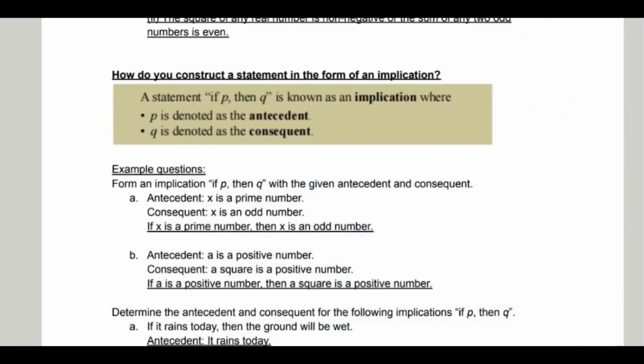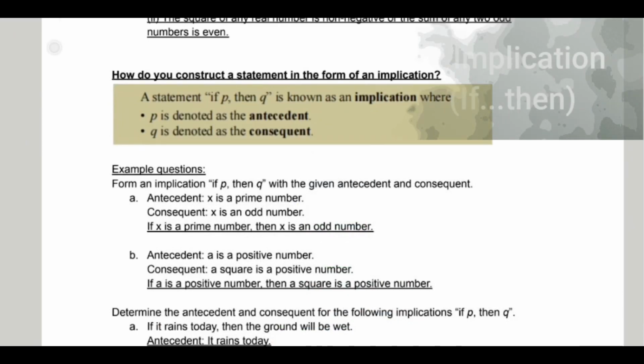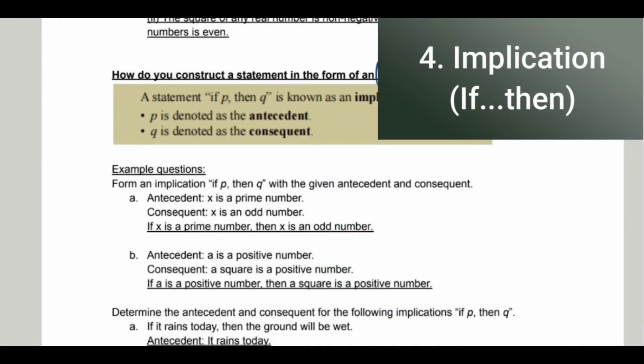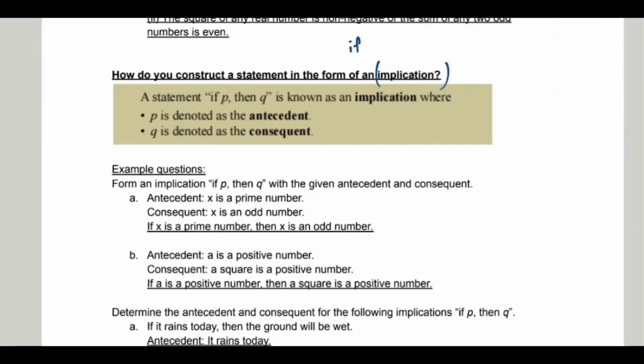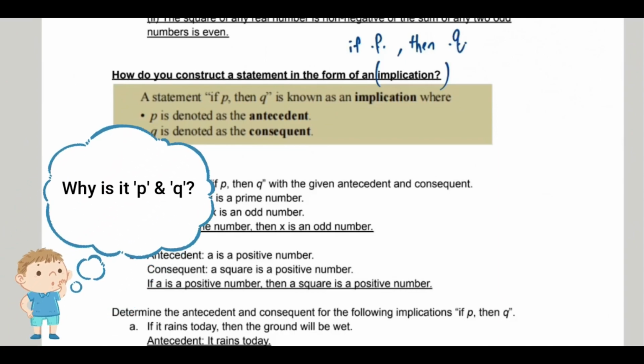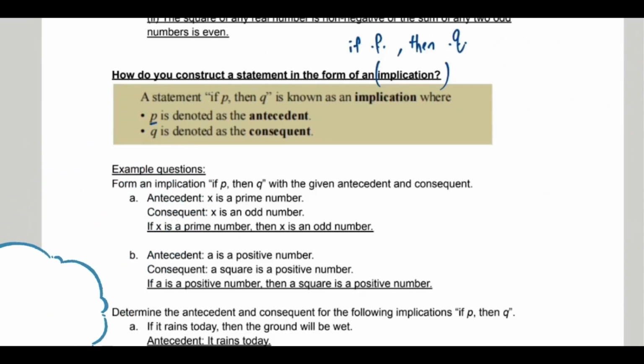So let's move on to the implication. For the implication, we will use if dot dot dot then dot dot dot. So in the front we will use P and the back side we will use Q. Where's the P? Where's the Q? P is the antecedent and Q is the consequent.